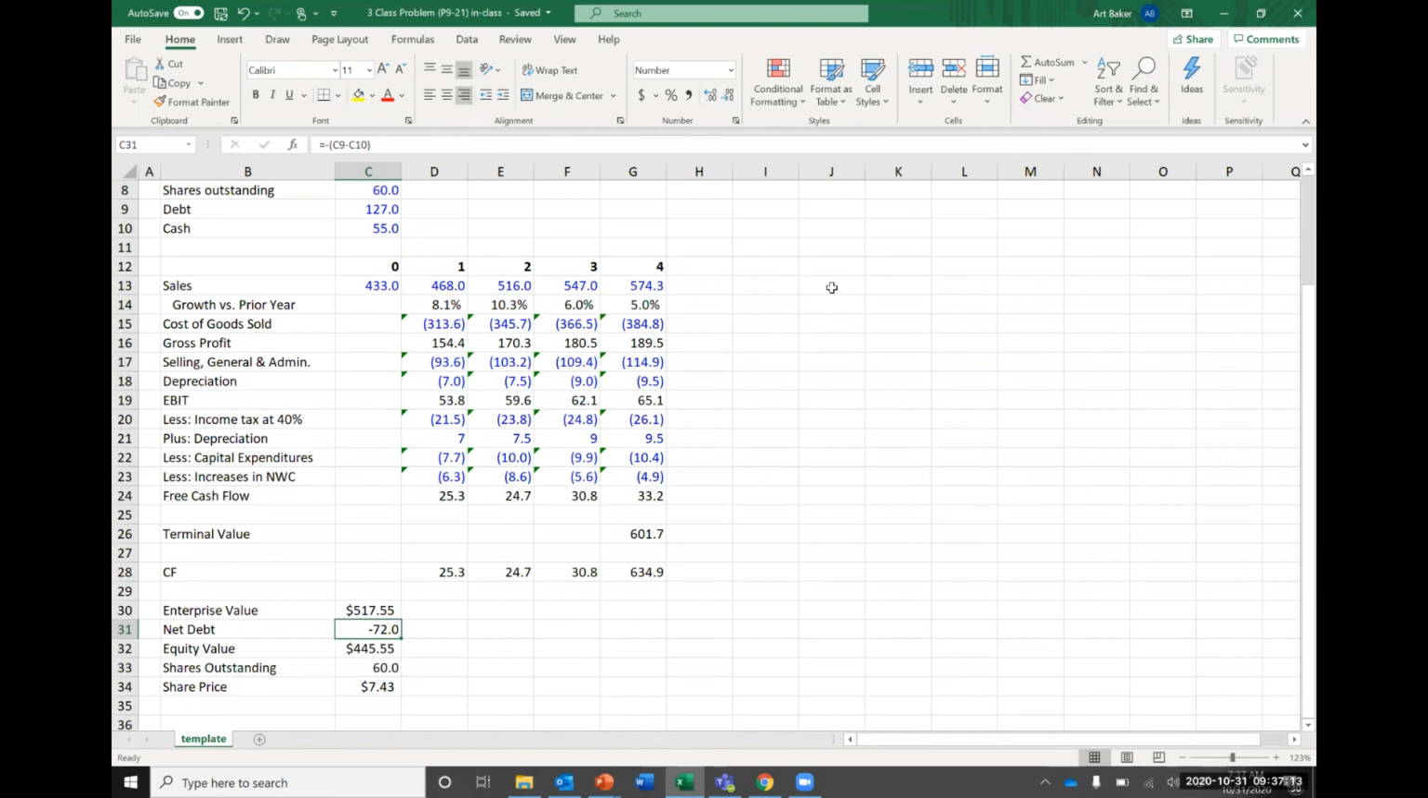I have a question. Is the net debt negative when it's 127 minus 55? I just put a negative sign in front of it because I'm subtracting it from 517. I want to be explicit about that negative sign, but I just added it. Okay. Can you maybe review how you got your enterprise value again? Yeah, that's the NPV formula.